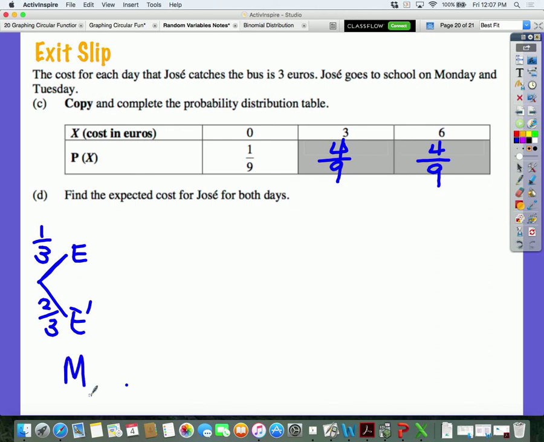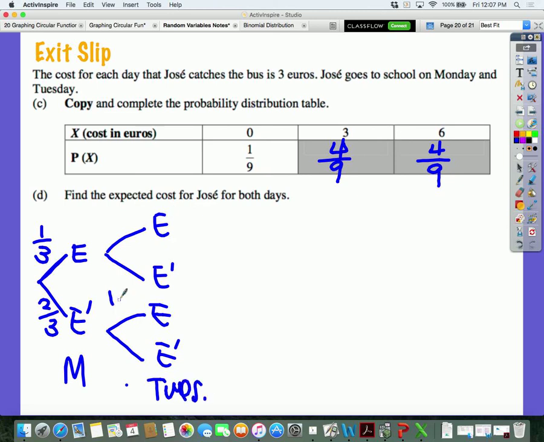So this is for Monday. The same situation happens on Tuesday. Okay? So you still have the same probabilities. And so then you would look at those to determine, okay, if he's only paying €3, that means he's missing it one of those days. So you're looking at E and E complement, or E complement and E. That's what you're looking at to find for the one in the middle. They're both 2 over 9s. And then over here, you get 4/9 for he catches it both times.